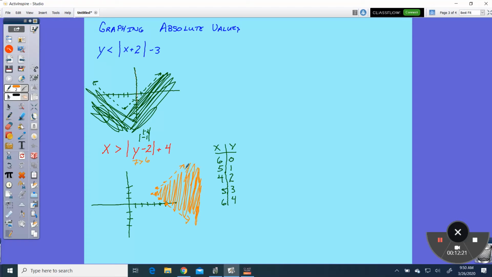The other way to draw these is to realize this is like the vertex. It's always backwards of this, negative 2, and this is the same. So I went left 2, down 3. Well, if it's an x, this is the y direction that we go, and it's backwards. So I go up 2, and this is the x direction, right 4. And then it opens sideways instead of up and down. So that's another way to do these kinds of problems.